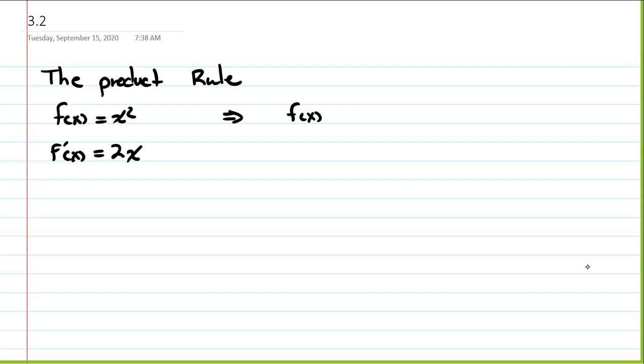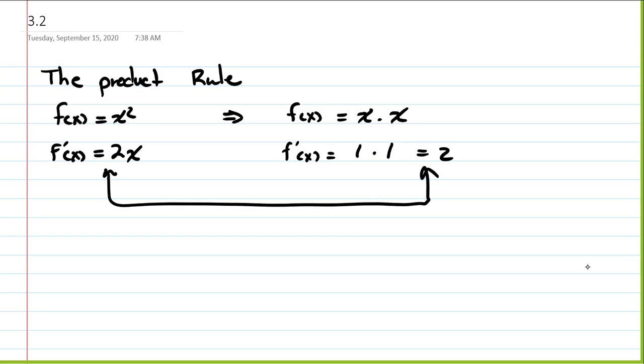So let's try to write this in a different way. What if I had f of x equals x times x? Well, what if I just try to take the derivative of each of the factors separately? Then f prime of x, well, what's the derivative of x? 1, and the derivative of x is 1. So then this gives me 2. That's a problem, because they're not equal.